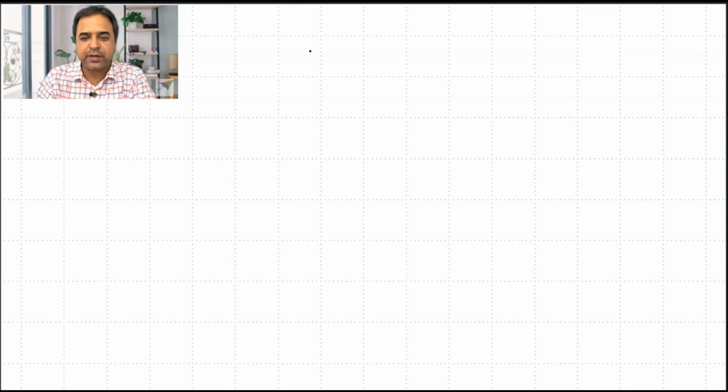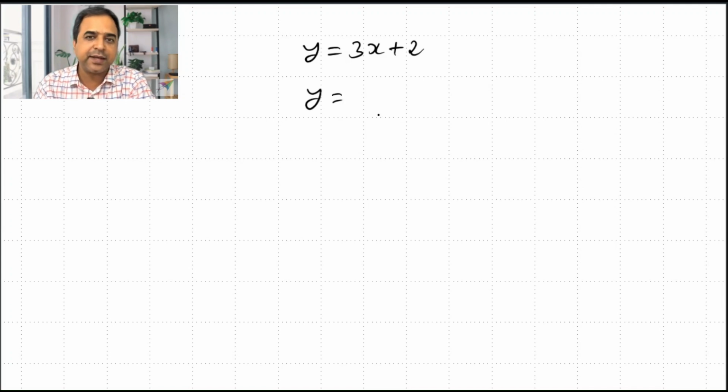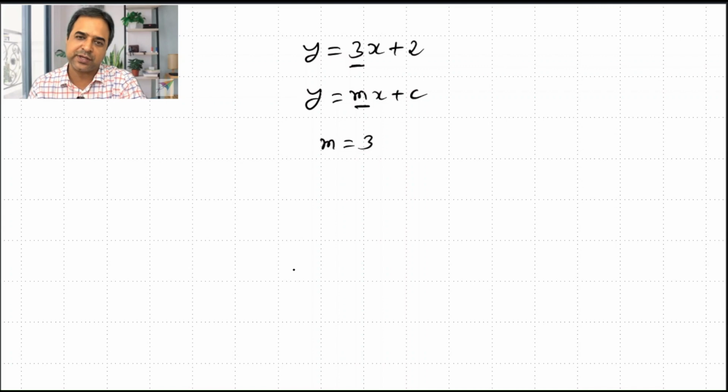If you have been given a line equation as y = 3x + 2, what we have to do is match it with our standard linear equation, which is y = mx + c. If we match this m, it is going to match with this 3. So m is equal to 3, and this m denotes nothing but the gradient. So the gradient for this equation of a line is 3.